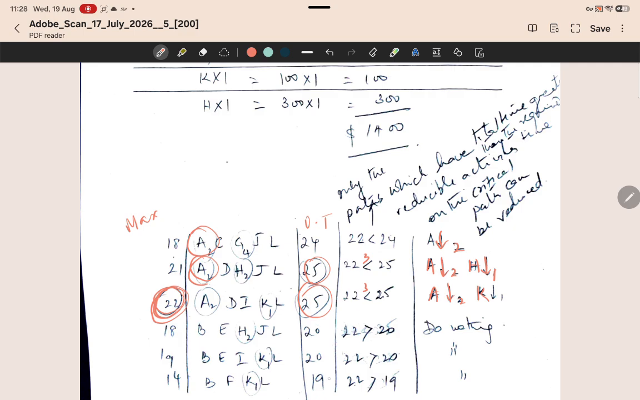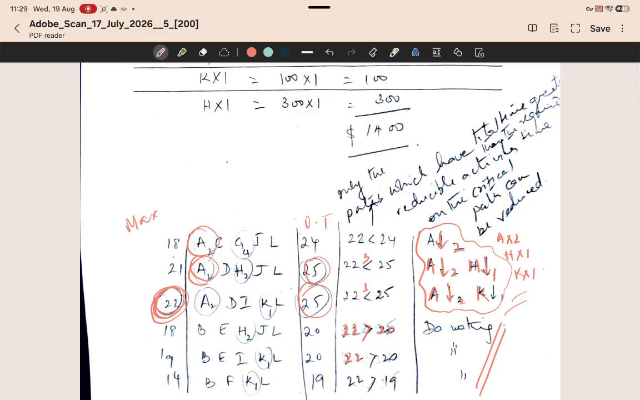Now for the other three paths, their original time, 22 maximum reduction, is greater than the original time. 22 is greater than 20 for the next path, and 22 is greater than 19. So when the maximum reduction is greater than the original time, you do nothing. You combine all these together, A by 2, H by 1 and K by 1, and that tells you all the reductions possible, which gives rise to the same answer that we got previously.